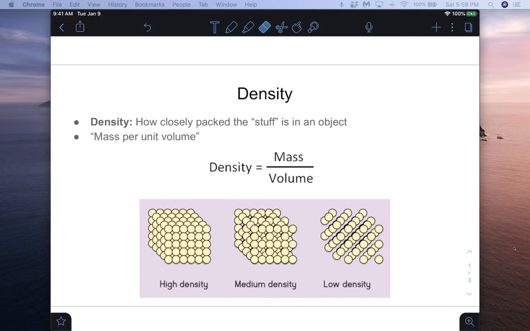So, whatever amount of mass takes up a certain amount of volume. The more mass in that volume, the more dense the object is. Now, here's the equation right here: density equals mass divided by volume.